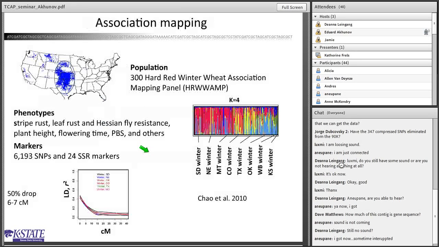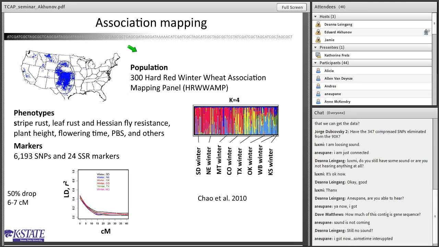Now I would like to switch to association mapping. As an example here, we used a mapping population that was built using cultivars from the Great Plains. These are 300 hard red winter wheat lines, and we called it the hard red winter wheat association mapping panel.